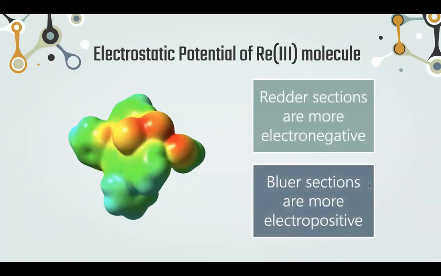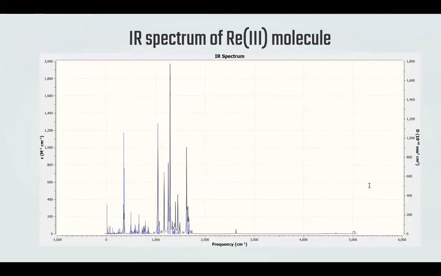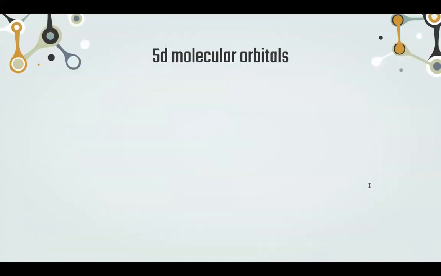So this is the electrostatic potential graph of the rhenium 3 molecule. As expected, the more electronegative sections correspond to the chlorine atoms. And this is the IR spectra graph of the rhenium 3 molecule. From the graph, we can see that there is a huge peak at a frequency of about 1300, and that most of the peaks also occur from frequencies of 1000 to 1700.